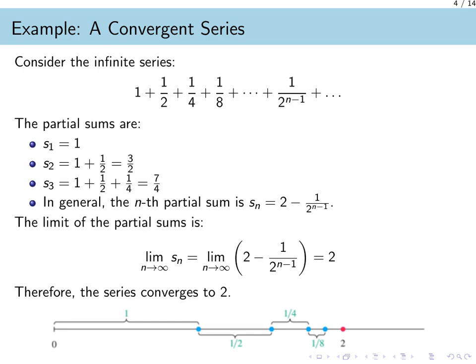A pattern emerges from these sums, giving us a general formula for the nth partial sum. S sub n equals 2 minus the quantity 1 over 2 to the power of n minus 1. To find the sum of the infinite series, we take the limit of this sequence as n approaches infinity. As n becomes very large, the fraction approaches 0, so the limit is simply 2. Therefore, we say the series converges, and its sum is 2.